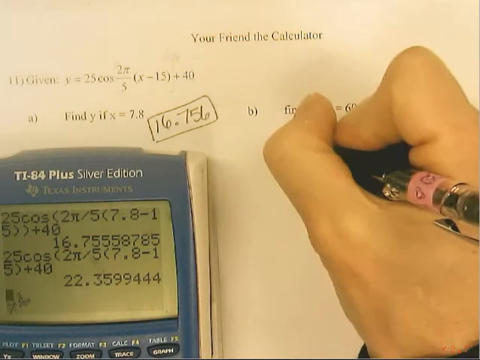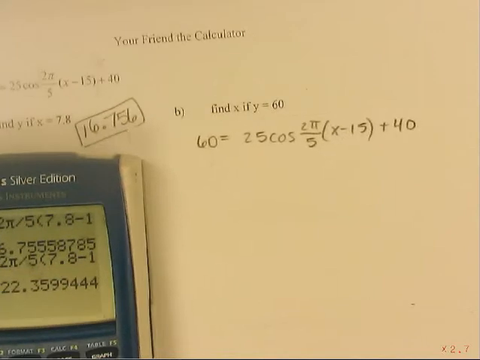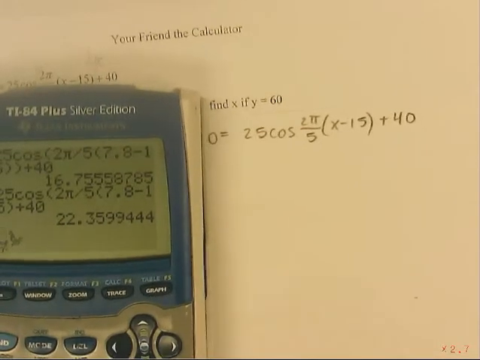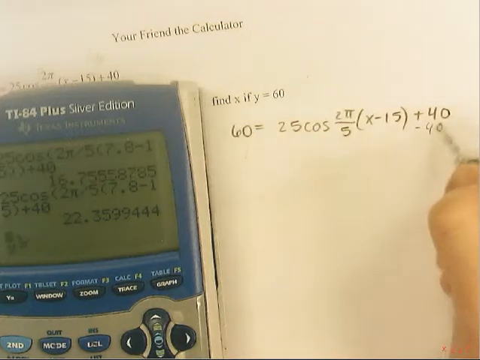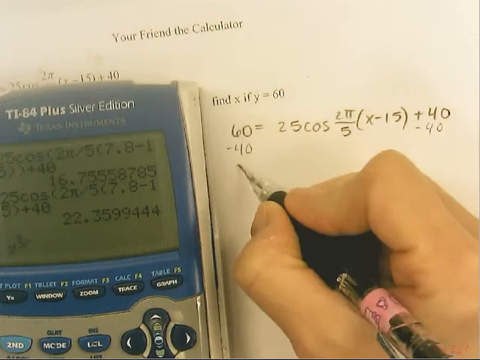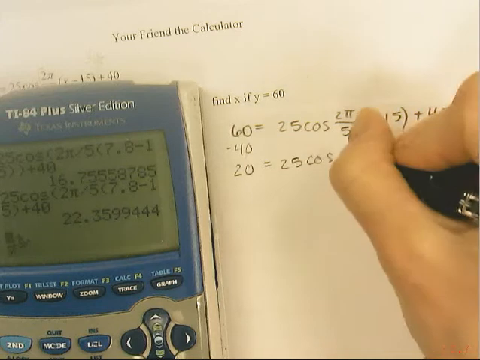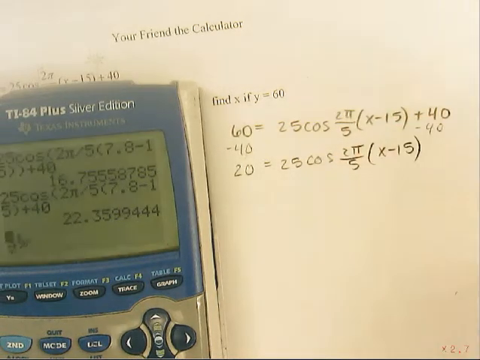Sorry, we're going to plug in 60 for y, so I'll write 60 there. And again, you don't have to show this work, but I'm just writing the steps out so that you guys can see what I'm doing in the calculator for the first time. Okay, so we want to first subtract 40. So we're going to get 20 here equals 25 cosine of 2 pi over 5 times x minus 15.